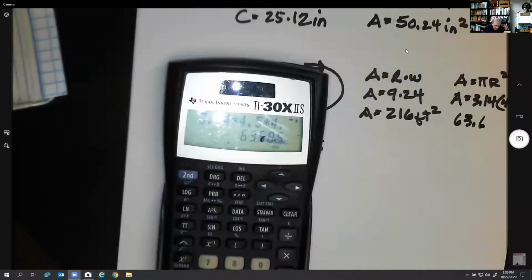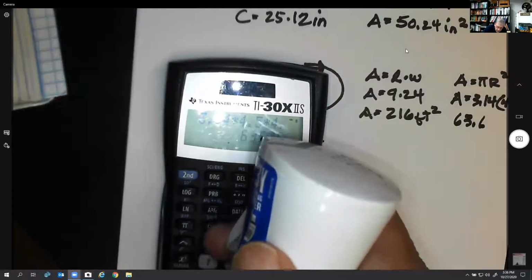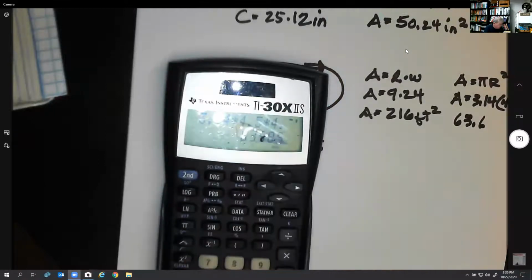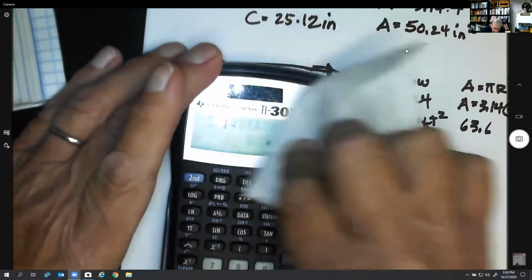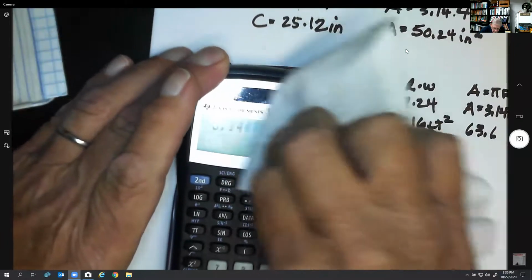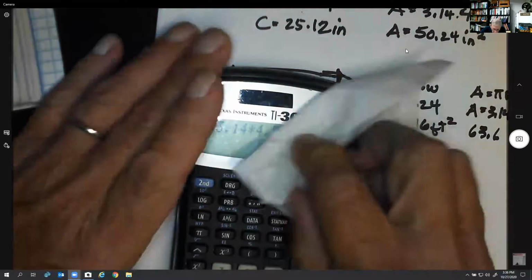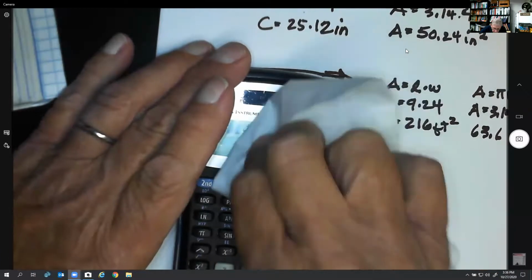Sorry, I wrote this all over my calculator. We'll clean that off. We won't be able to do much with this. Just put a drop here. Come on. Okay, there we go. See if I can get that off. Smudge. You have to work a little harder on that. I should have been more careful.